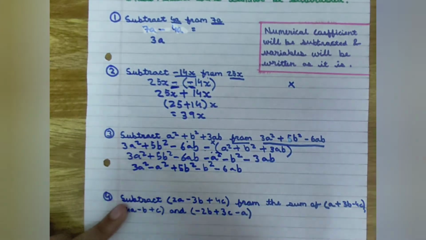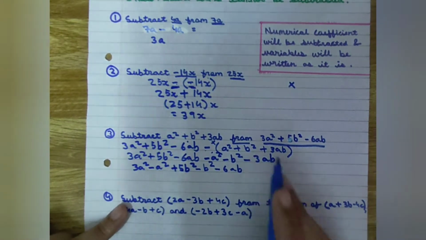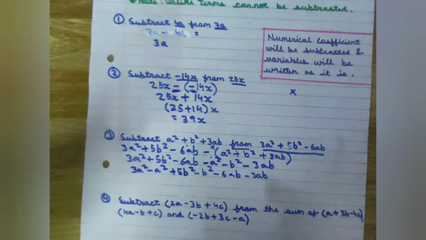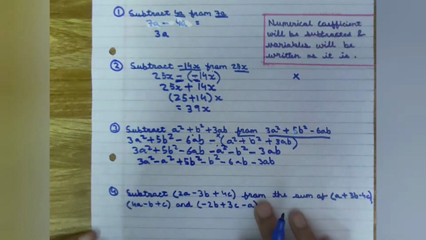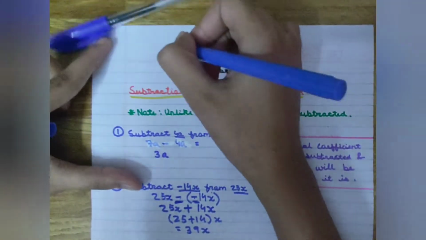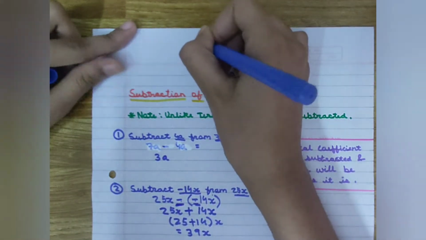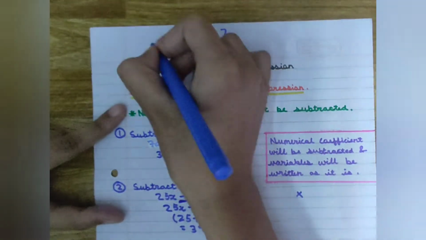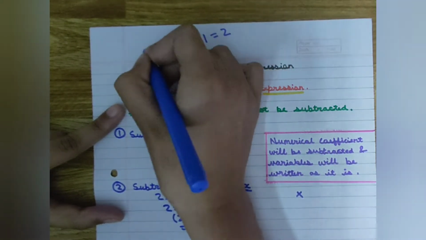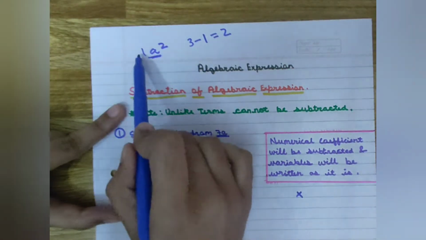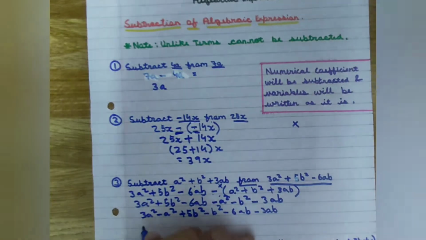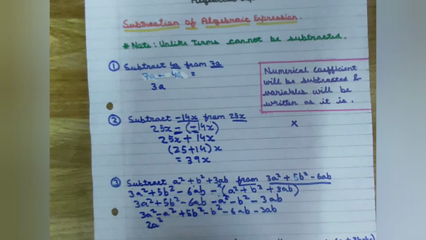Any 6ab term here? Yes, minus 3ab. Okay, as we have grouped the like terms, we can subtract and add accordingly. So 3a square minus a square is what? If I say 3 minus 1, that is 2. The numerical coefficient of a square here is 1, but we do not write 1. In the same way, 3a square minus a square: 3 minus 1 is 2, and the variable will be written as it is.